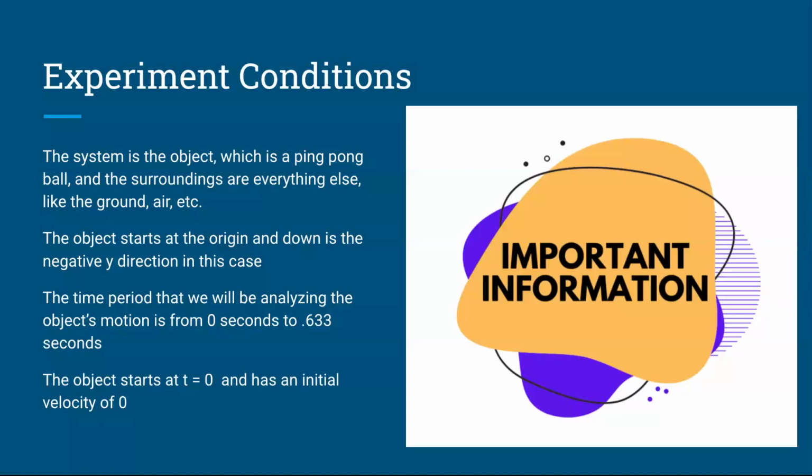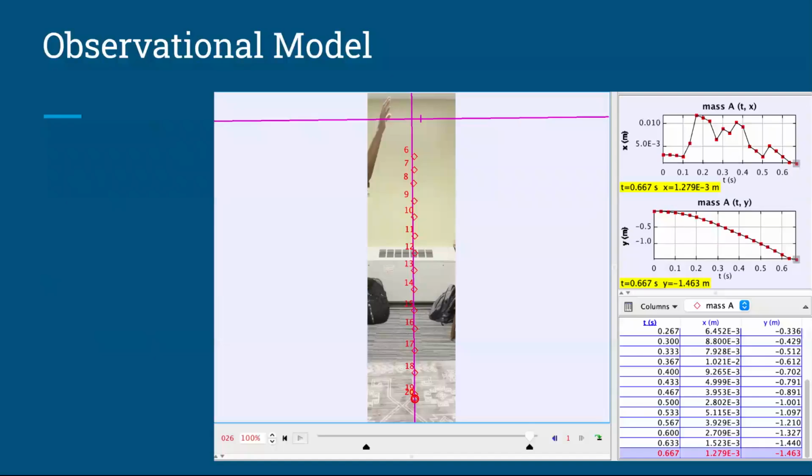Additionally, the object's initial position will be at the origin and will be moving down, which will be the negative y direction in this case. We will analyze the ball for 0.633 seconds total, with the experiment starting at when t equals 0 seconds, and the object has an initial velocity of 0 meters per second because it's at rest.